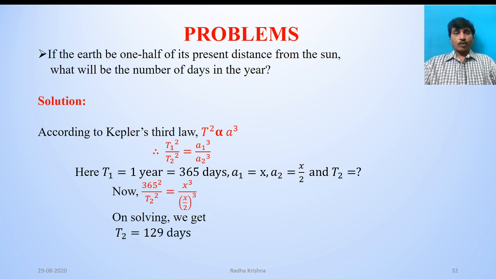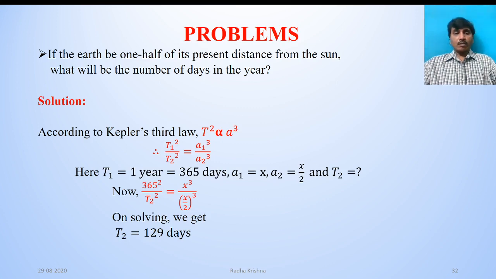The first problem is: if the Earth were one half of its present distance from the Sun, what would be the number of days in the year? When the Earth revolves around the Sun, the time period of the Earth is 365 days, that means 1 year. If the distance of the Earth is half of the present distance, what will be the time period of the planet? That means, what will be the year?